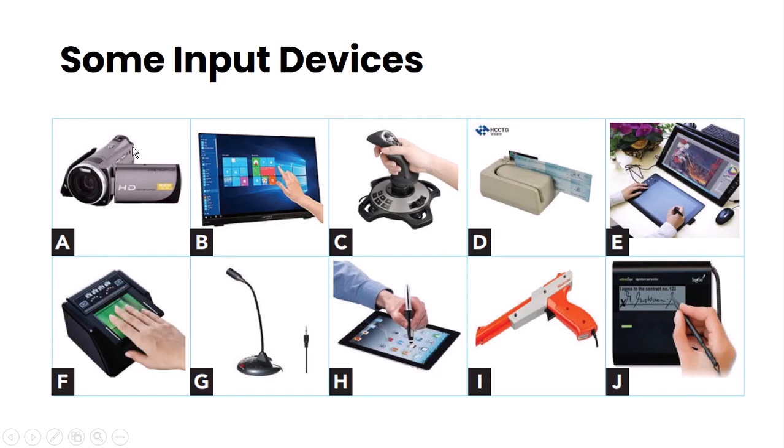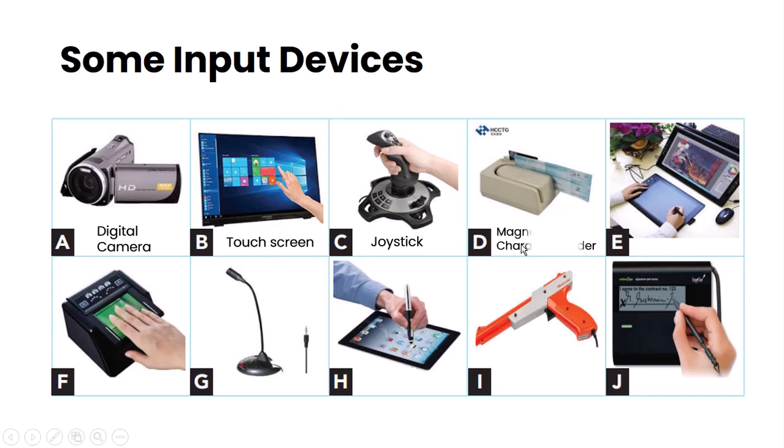So what input device is this? This one, what is it? Yes. So this is a digital camera. A digital camera. Then the next one is what? This is a touch screen. This is a touch screen. Then you have this. What is this? This is a joystick. Joystick.